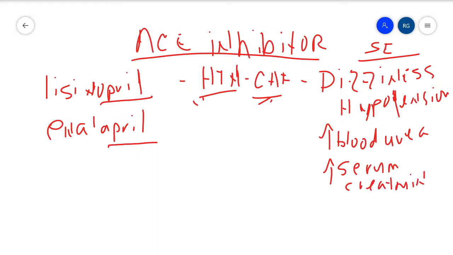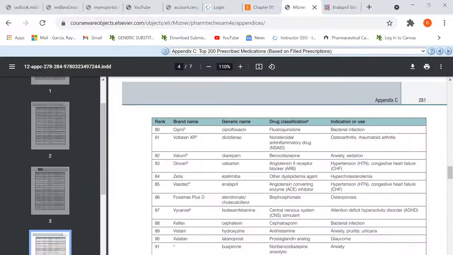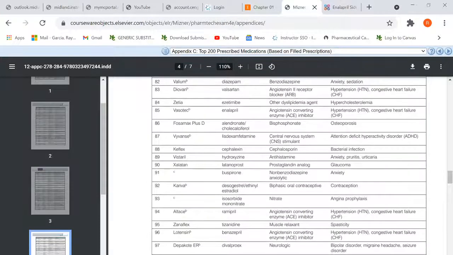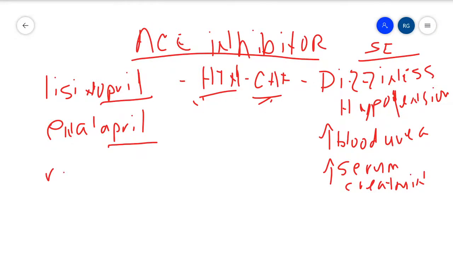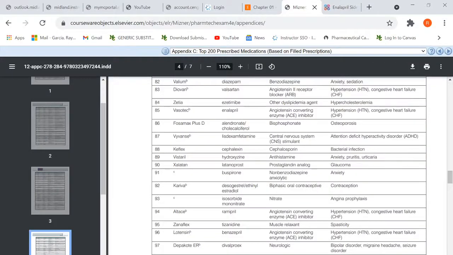And let's see if we can find one more in the top 100. If not, then I'll see if I can find another one within the top 200. Here's another one, ramipril. So notice they all end in PRIL. So usually when you see an ACE inhibitor, they will end in PRIL. Let's see the indications. What was it, number 94?